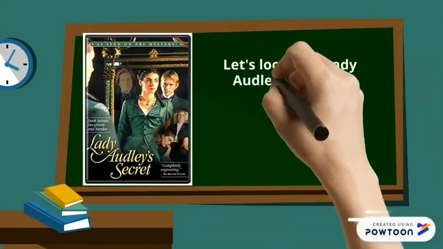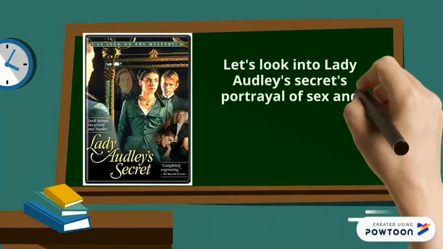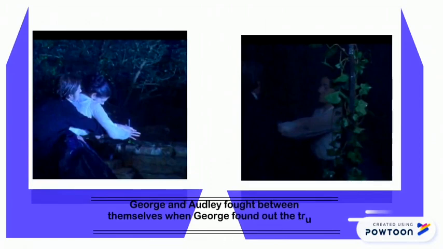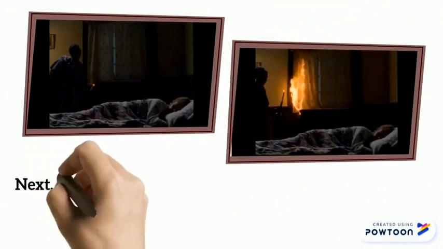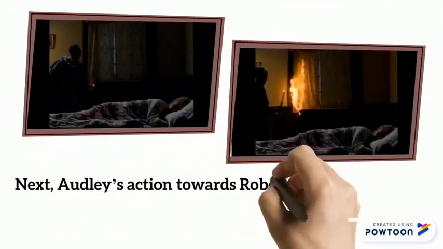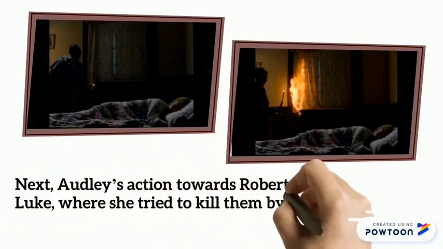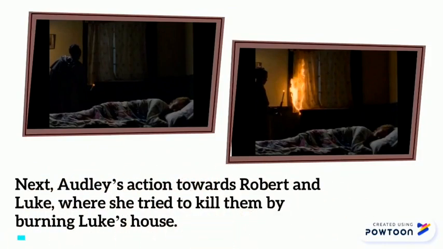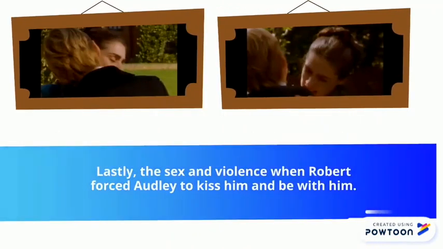Let's look into Lady Audley's Secret's portrayal of sex and violence. George and Audley fought between themselves when George found out the truth about Lady Audley. Next, Audley's action towards Robert and Luke, where she tried to kill them by burning Luke's house. Lastly, the sex and violence when Robert forced Audley to kiss him and be with him.